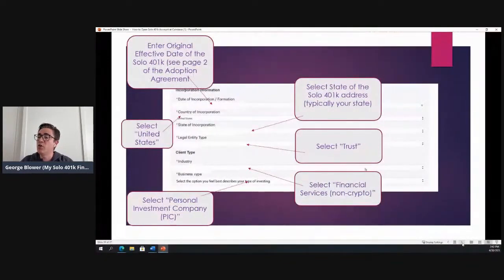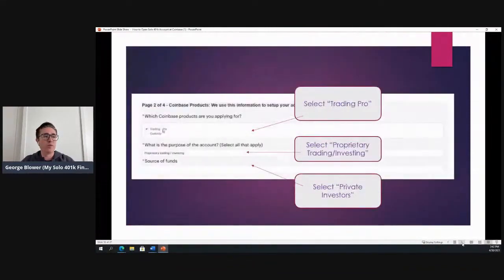For country of incorporation, you're going to choose United States. For state of incorporation, again, you're going to choose the state of the solo 401k address, which is typically your state. For legal entity type, you would choose trust. For industry, you would choose financial services, non-crypto. For business type, you would select personal investment company.